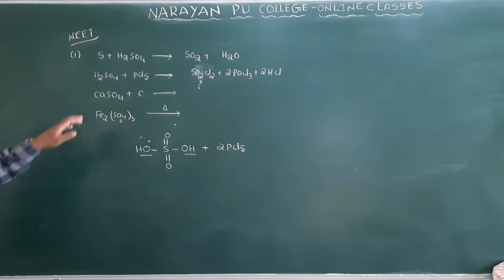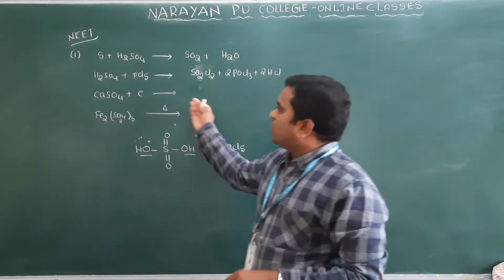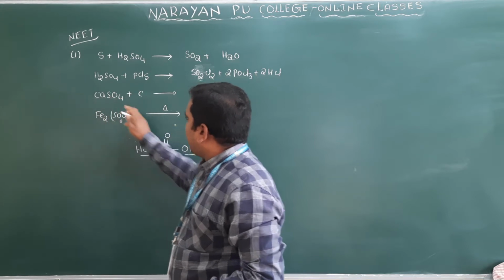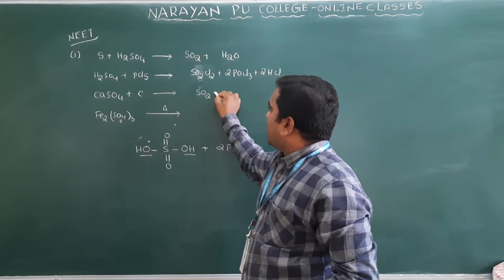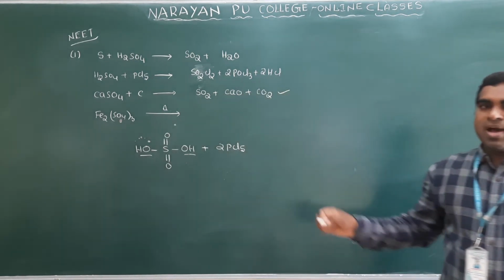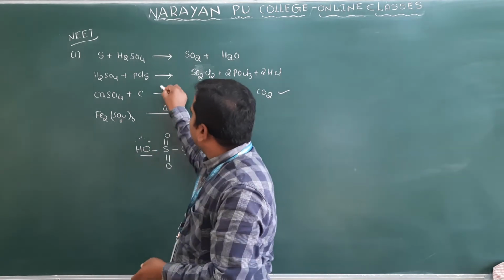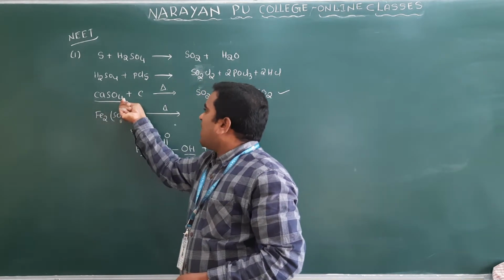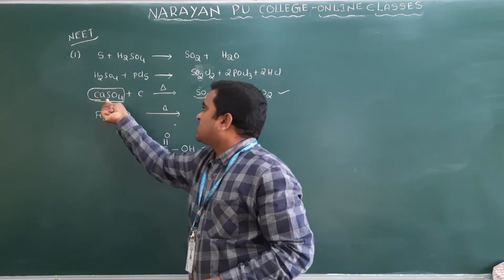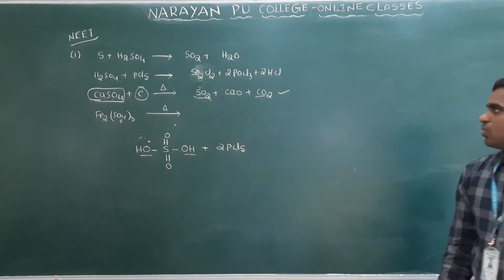So next one. Whenever calcium sulfate plus carbon, what is the reaction? You will get calcium oxide, carbon dioxide, and sulfur dioxide. We have to balance, but balancing is not required here. Just what are the products? When you heat this compound, it decomposes and gives sulfur dioxide and calcium oxide, and it releases some oxygen, and that oxygen the carbon takes and converts to carbon dioxide.